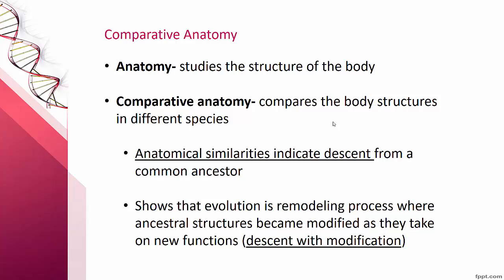Alright, we have comparative anatomy. We are looking at the structures of the bodies of organisms, and comparative anatomy is where we compare those structures between different species. I've underlined a few concepts here which you might want to jot down, some relatively simple ones. So what we're saying is that if you have parts of the body that are similar, this indicates descent from a common ancestor. It shows that evolution is a remodeling process where ancestral structures became modified as they take on new functions, and this is the whole idea of descent with modification.